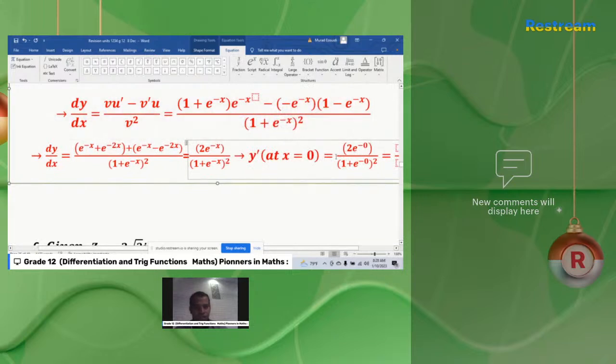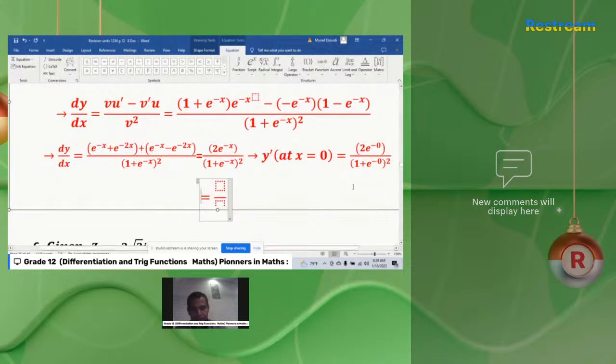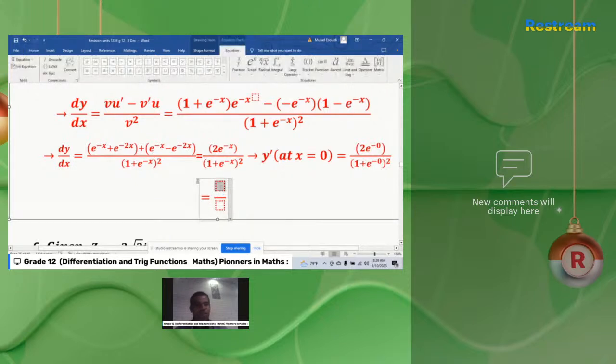I will extend this and write this down. So we told that this is equal to exponential of minus 0, which is exponential of 0, which is equal to 1. And 1 multiplied by 2 is 2. Then 1 plus exponential of minus 0 will be 1 plus 1, all squared, which is 2 squared, it will be 4, so 2 divided by 4. Therefore, now the gradient, learners, is equal to 1 over 2.